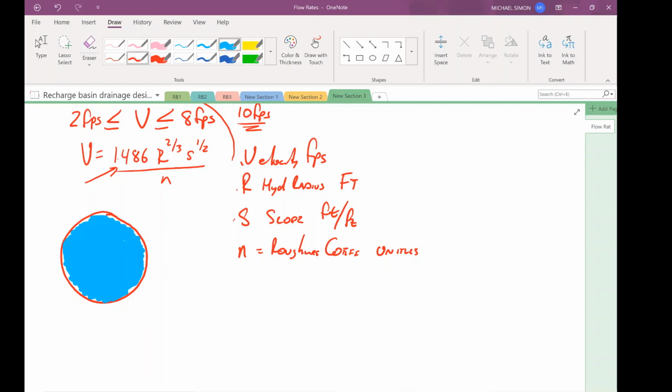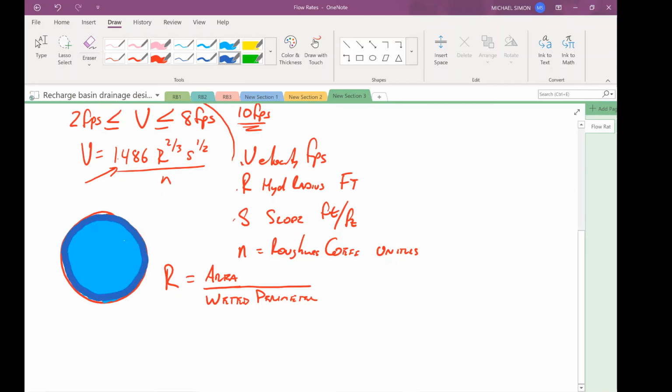But this hydraulic radius is equal to the area divided by the wetted perimeter. And the wetted perimeter is nothing more than the area that's actually touching the outside of the pipe and getting wet. So it's that. And that's your, what happened to that? Well, pretend that blue is still there. That's your circumference.